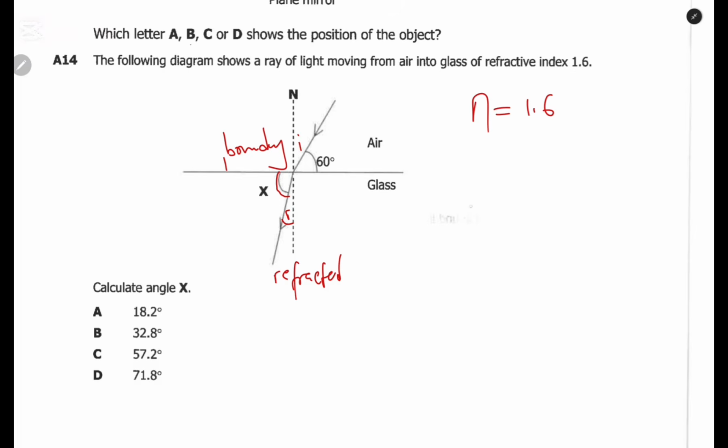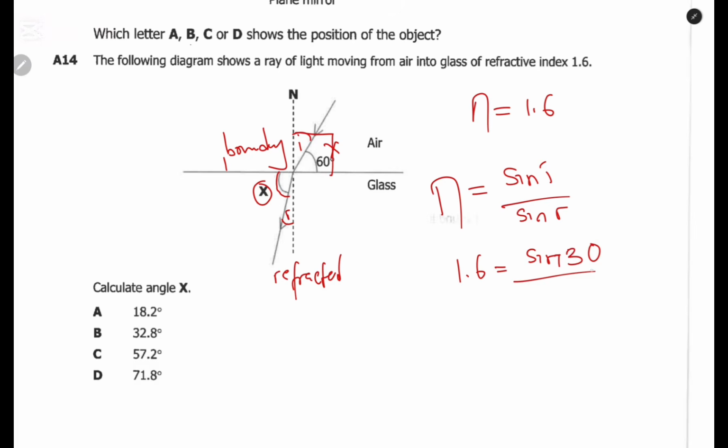So to calculate this one, we are going to use this formula. Refractive index is equal to sine i over sine r. We can only find this part if we find the angle of refraction, so we start by finding the angle of refraction. Refractive index 1.6 is equal to sine of the angle of incidence. The angle of incidence here is not this one, but this part. You know that the whole of this one is 90, so 90 minus 60, the angle of incidence is 30. So sine 30 divided by sine r.